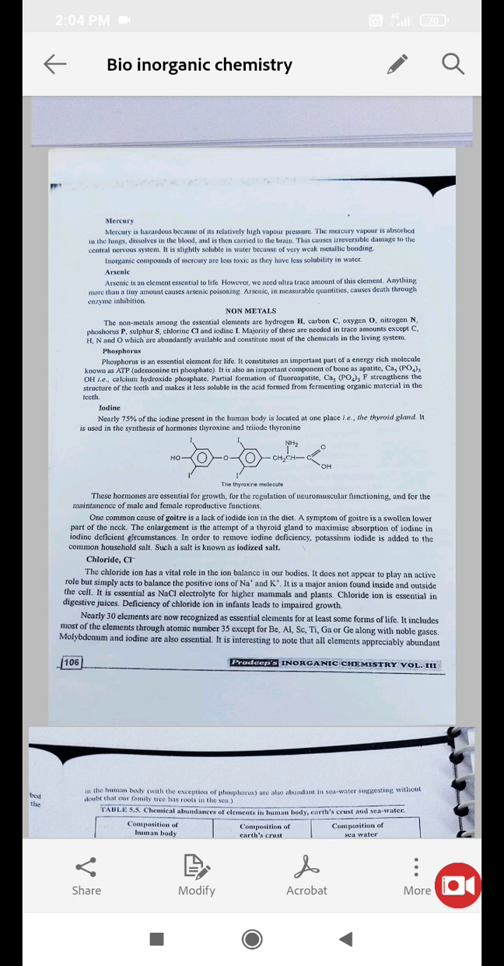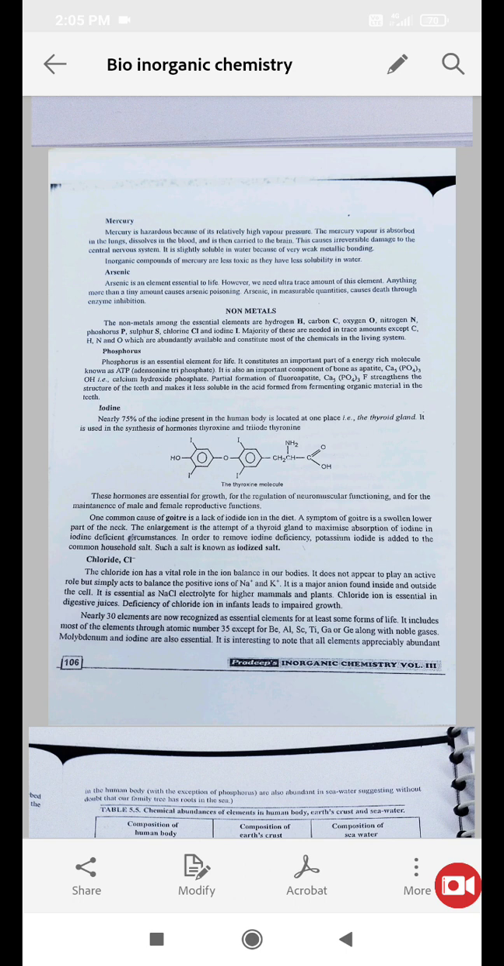Arsenic is an element essential to life. However, we need only ultra-trace amounts of this element. Anything more than a tiny amount causes arsenic poisoning. Arsenic in measurable quantities causes this through enzyme inhibition. The nonmetals among the essential elements are hydrogen, carbon, oxygen, nitrogen, phosphorus, sulfur, chlorine, and iodine. The majority of these are needed in trace amounts except carbon, hydrogen, nitrogen, and oxygen, which are abundantly available and constitute most of the chemicals in living systems.